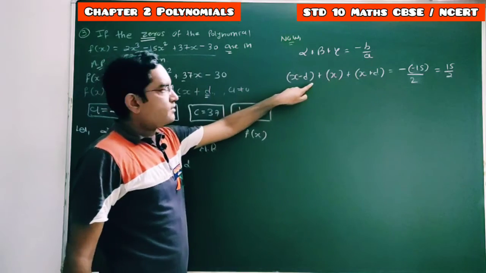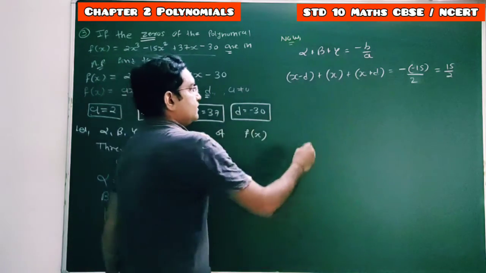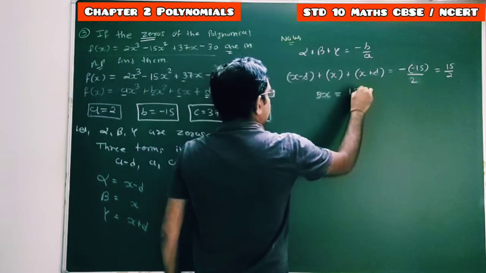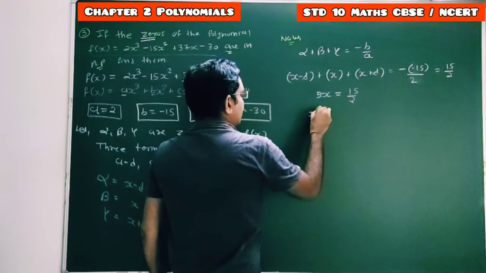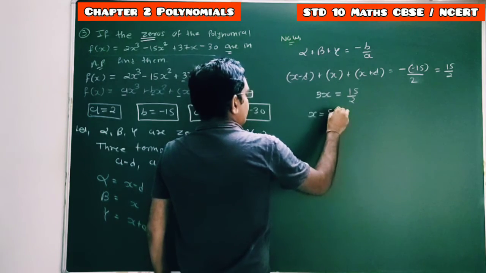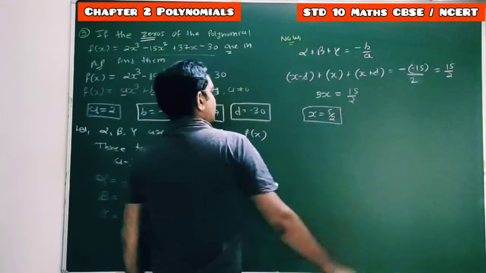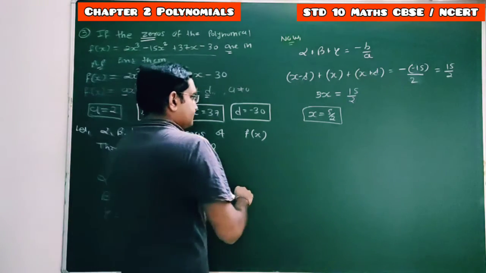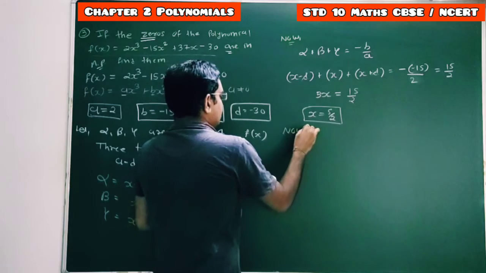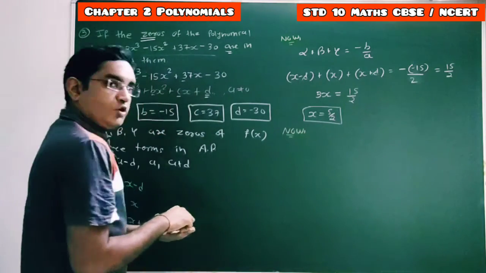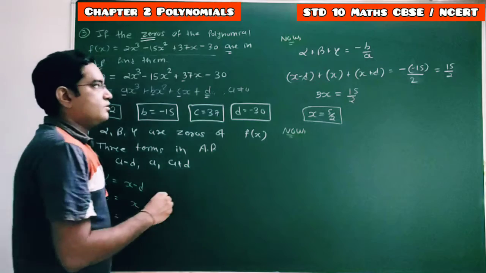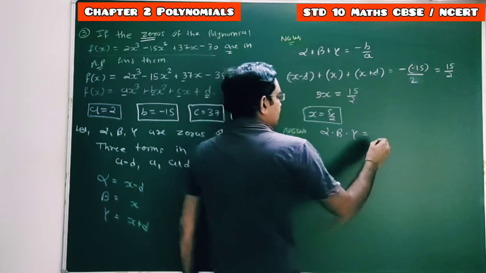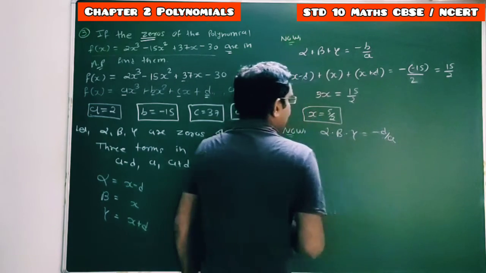Here the sum is x minus d plus x plus x plus d, where minus d and plus d cancel. So 3x is equal to 15 by 2, so x is 5 by 2. Done. Now one more relation. We are using one more relation between zeros and coefficients of a cubic polynomial, that is the product of zeros. What is the product of zeros? Alpha into beta into gamma is equal to minus d by a.